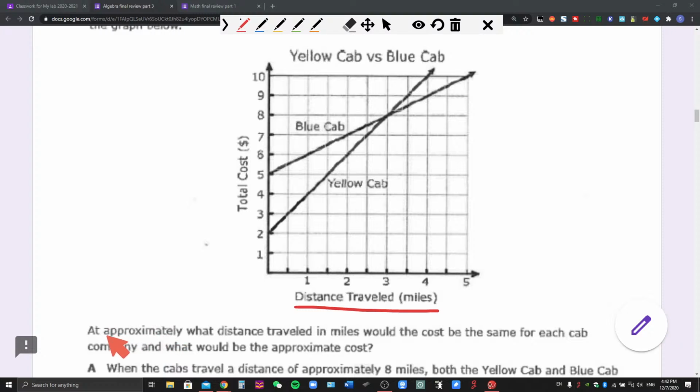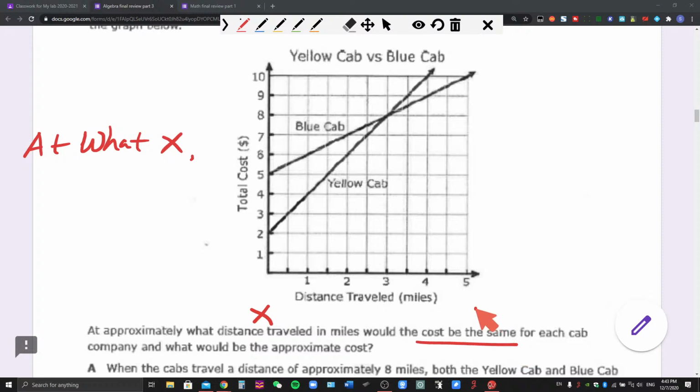So this is at what x would the cost be the same for each cab company? The cost will be the y, okay? They'll have the same y, and what would be the approximate cost? At what x will they have the same y?